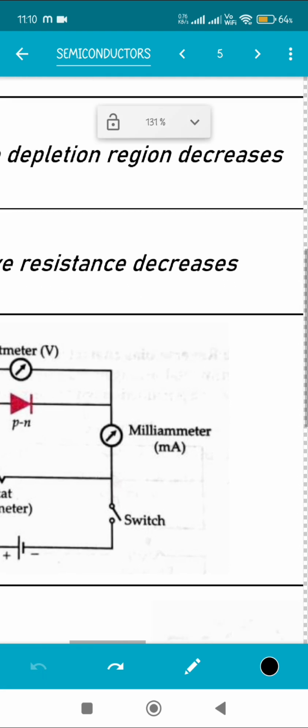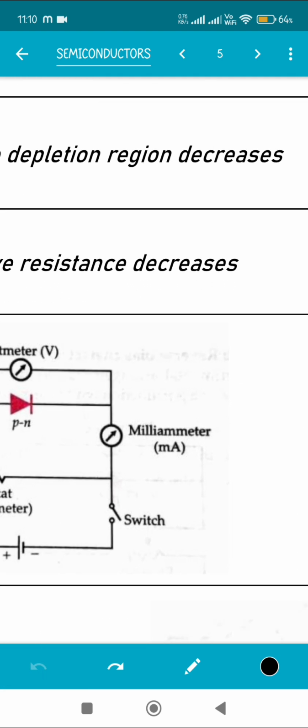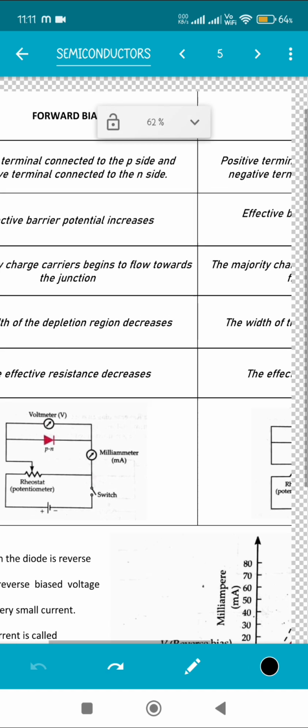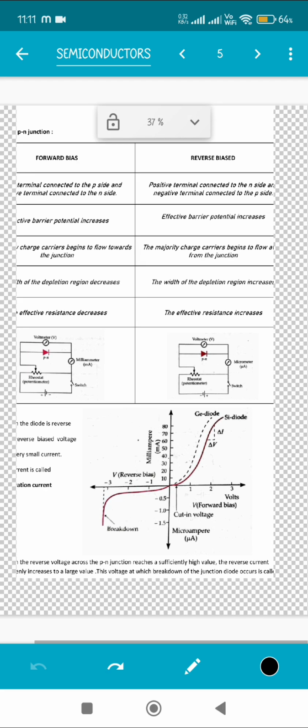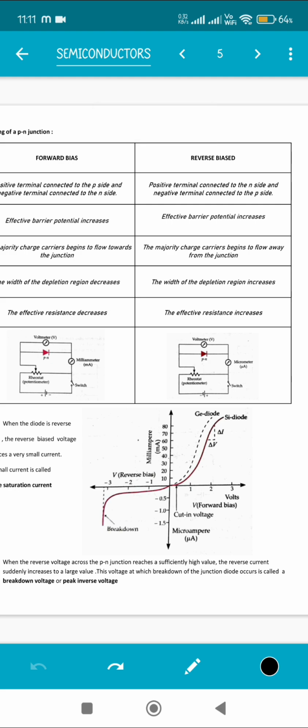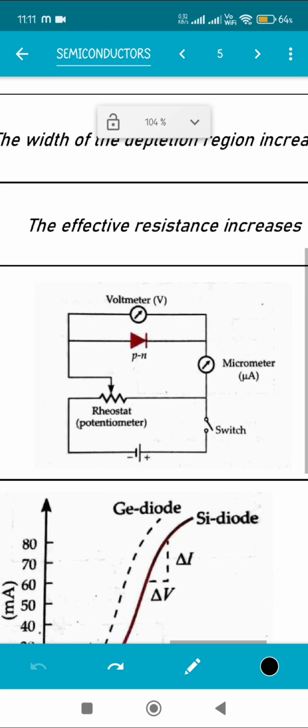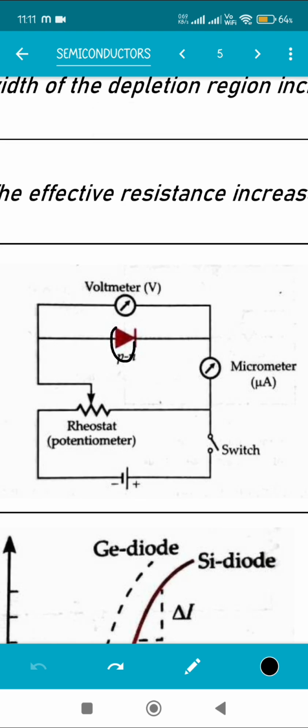Also, we are using a milliammeter in this case because the current generated will be having units of milliampere. Now if I talk about the reverse biased condition, the positive terminal is connected to the N side and the negative terminal is connected to the P side. Now observe it. So now in this case, the P side is connected to the negative terminal and the N side is connected to the positive terminal. So just the opposite condition.